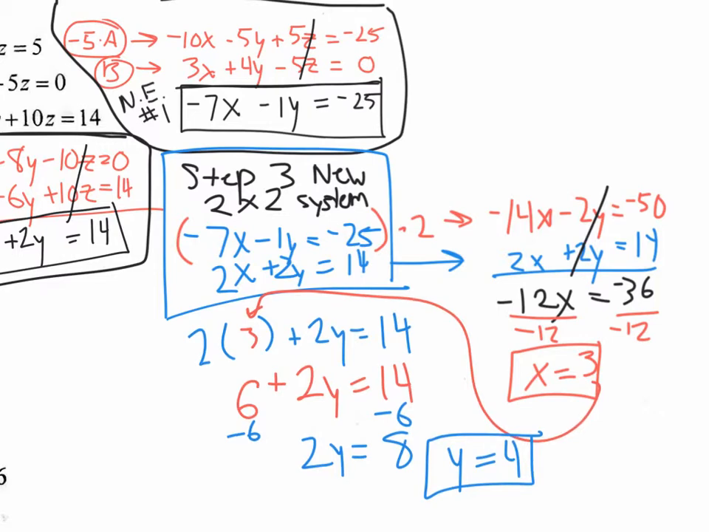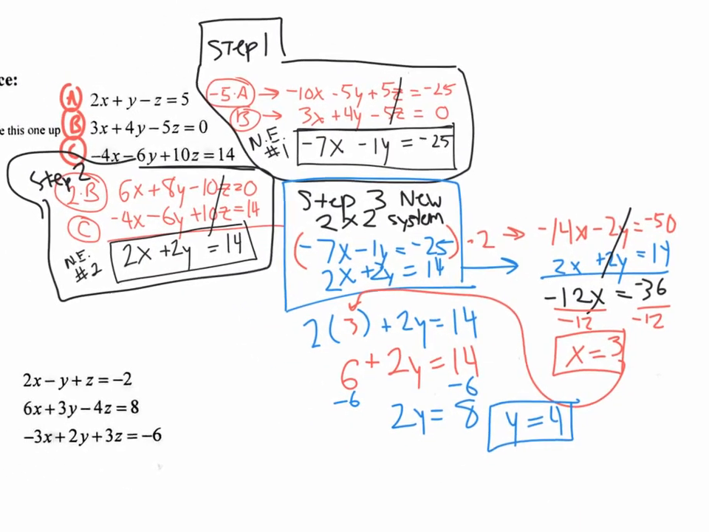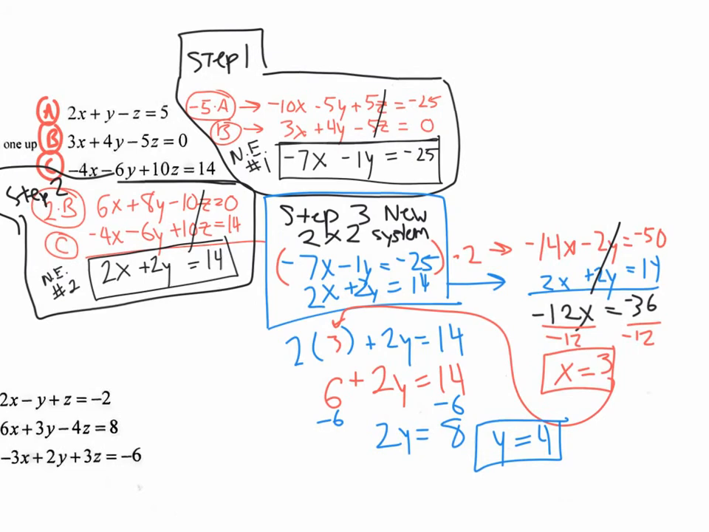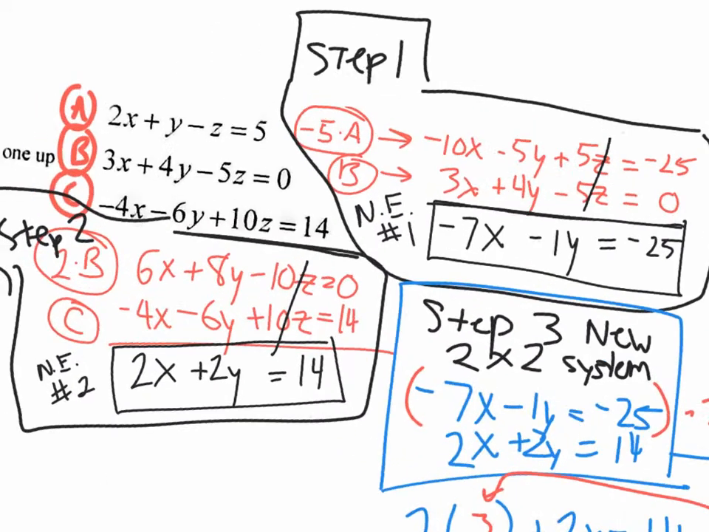You agree? Okay, so now for my final step on this 3x3 system, I need to take my 2 answers, x equals 3 and y equals 4. What am I going to do with those 2 answers? Plug them in where? Any of the originals. Because you have x, you have y, all you need is a z. Plug in your x and your y to find the z. So let me go to the original. Which one looks easiest, A, B, or C?